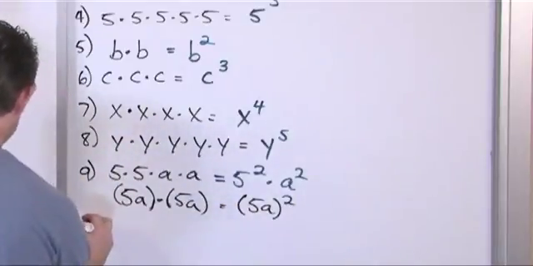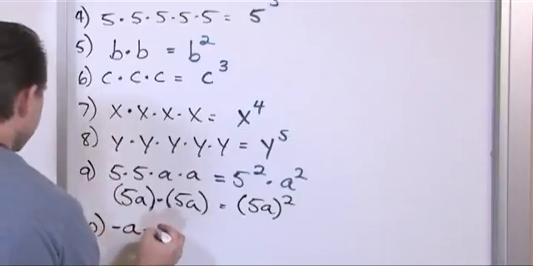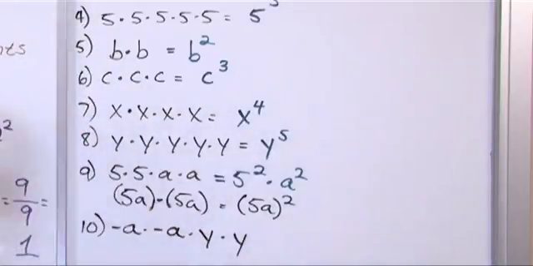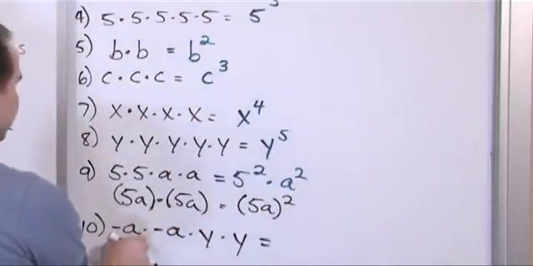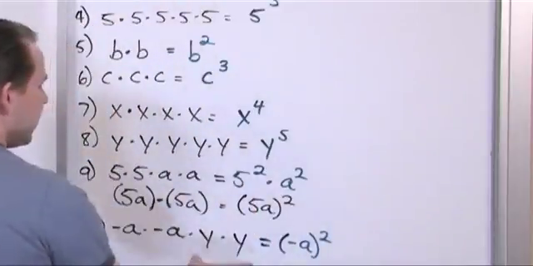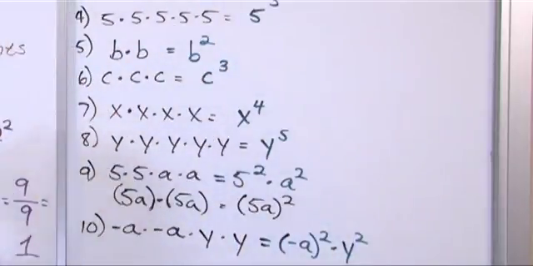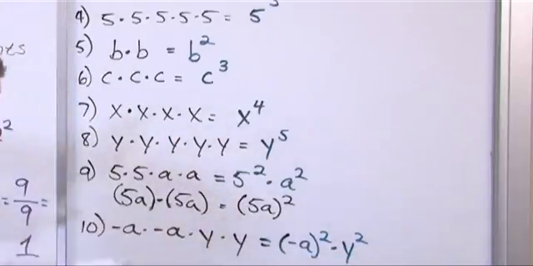What about 10? You have, let's say, negative a times negative a times y times y, right? So you can do it a couple of different ways. Just for practice here, this is negative a times negative a, so I could say this is negative a squared, and this is y times y, so I can say this is y squared. And I can do that because these guys are the same base in there, and this guy is the same base, which is what I have over here.